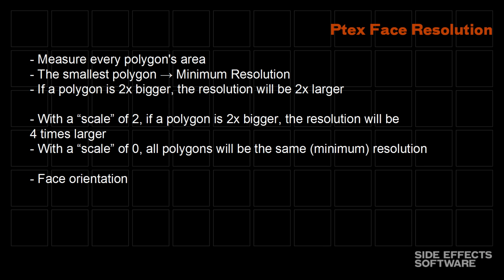Okay, so with a scale of 2, if a polygon is twice as large, the resolution will be 4 times larger. With a scale of 0, all polygons will be the same resolution. So we don't do any adaptive face scaling in that sense. Everything that gets output is the same size tile. And then face orientation is important as well.